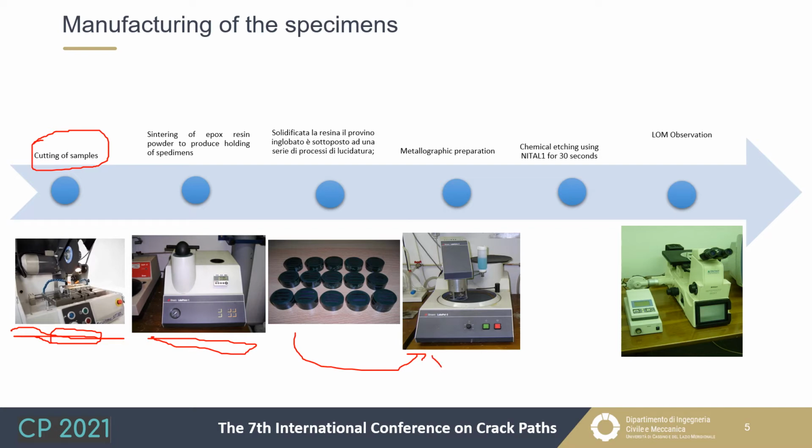Then these surfaces are etched by a chemical solution, Nital 1, for 30 seconds. Nital 1 is a solution containing alcohol, acetic alcohol, and 1% of nitric acid. And then the surfaces are prepared and ready to be observed by a traditional light optical microscope.